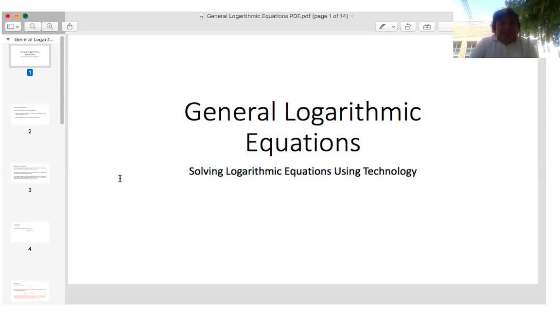All right, so the objectives for the week. At the end of the lesson, students are expected to, one, utilize technology, so either a graphing or scientific calculator, to solve logarithmic equations. And the last objective for the week, to apply logarithmic equations by solving word problems. All right, so let's go over that.